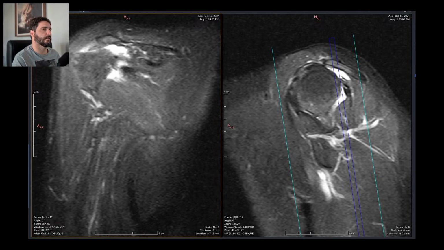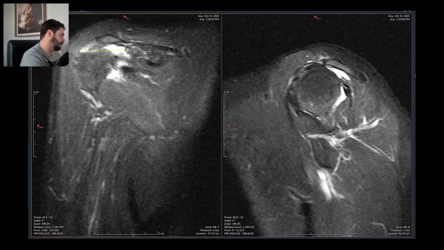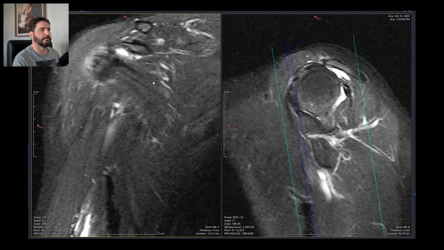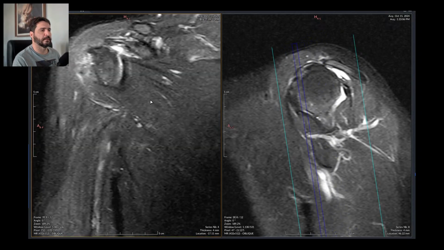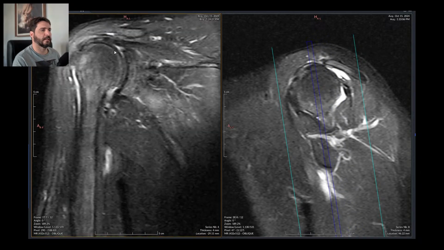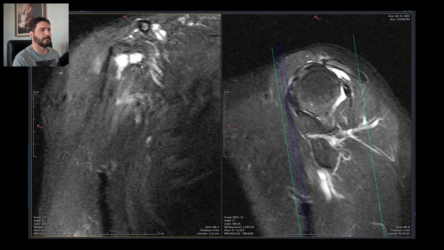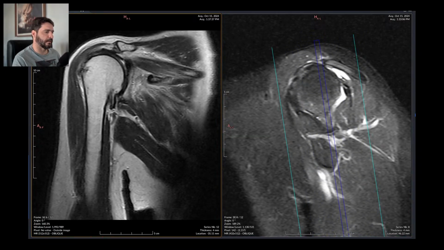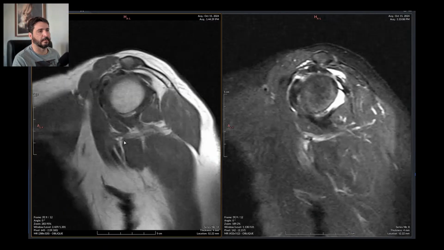So I'm going to measure it as close as I can. It's a 3.9 distance approximately, and this should be good enough. There is a moderate effusion, there is bursitis, there is the same subacromial bursitis. This is such an awful exam, come on.